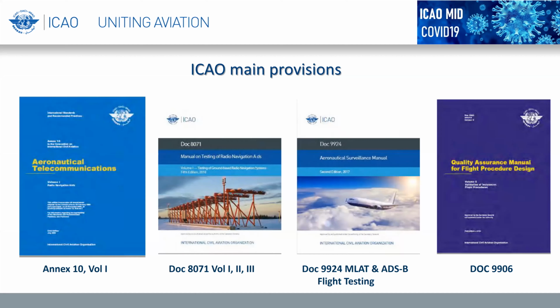Another document, which is 9924, is the Aeronautical Surveillance Manual. This document includes provisions for ADS-B and MLAT, or multilateration, testing. This MLAT and ADS-B testing is out of scope of this webinar. I just put it here as a reference for modern surveillance system testing.